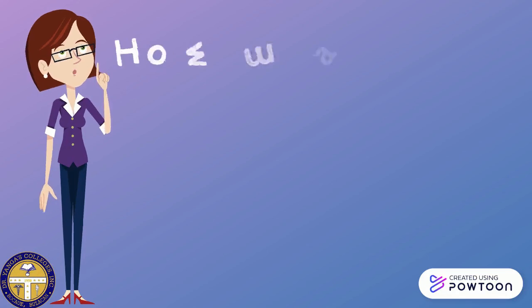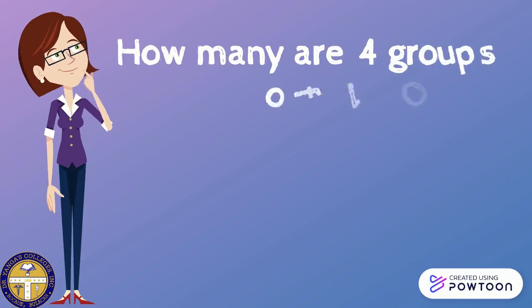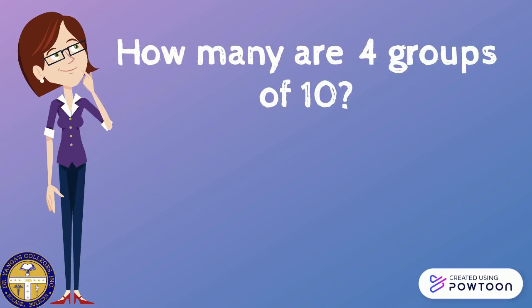How many are 4 groups of 10? So we need to skip count by 10 until its 4th term. So we have 10, 20, 30, and 40. So the final answer is 40.